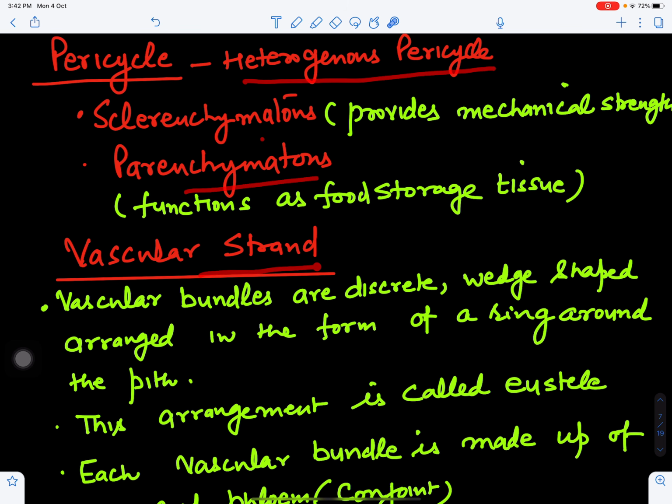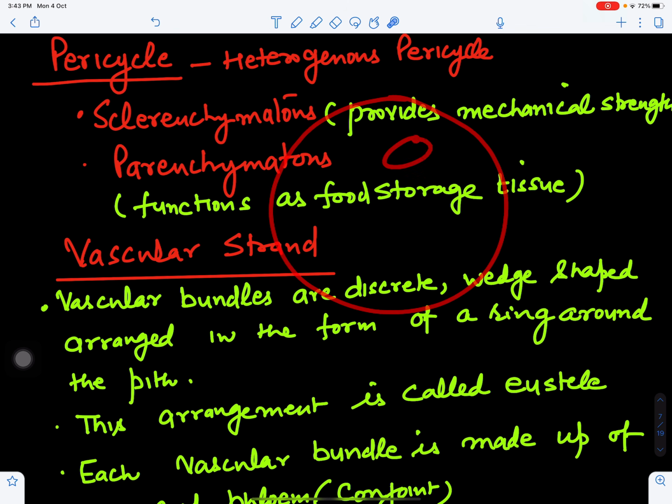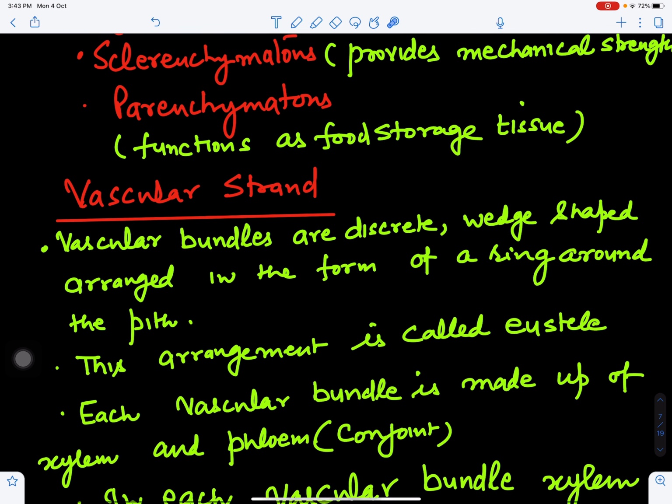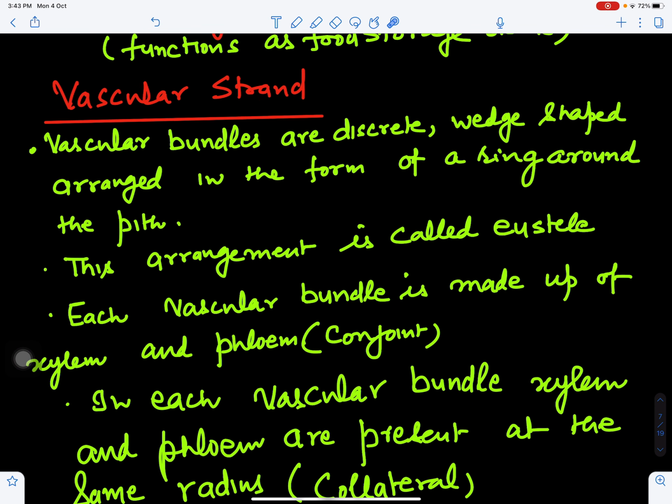Now, the vascular strand. We know that vascular bundles are arranged in the form of a ring, and their shape is wedge shape. If you see the stem like this, these are vascular bundles, and this part is called the pith. So they are present around the pith. This arrangement is also called eustele type, because they are present around the pith.